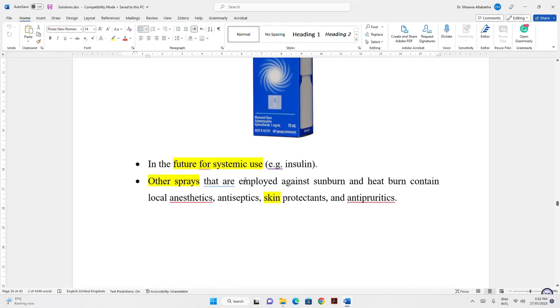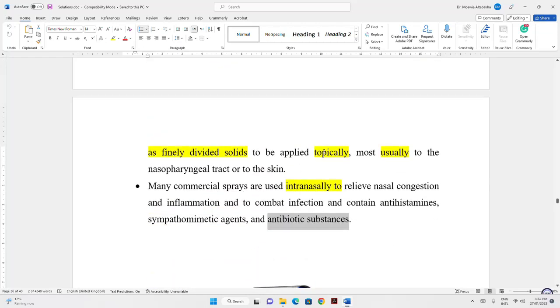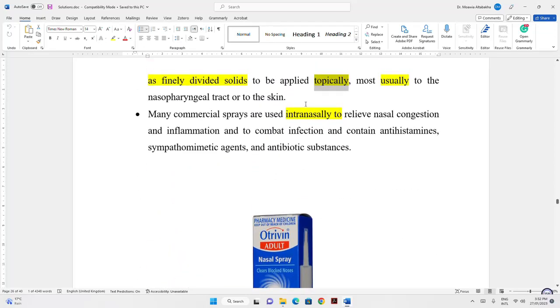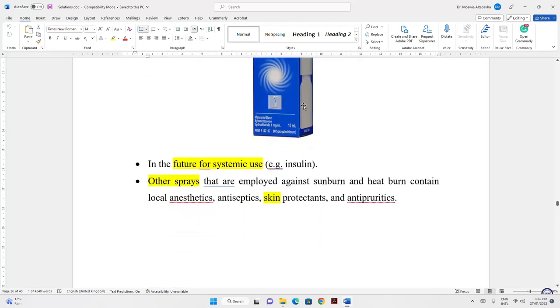Of course, there are some studies because most of the application, as we said, is going to be topical and for local effect, but some studies have been carried out to deliver drugs for systemic effect, such as the use of insulin sprays. Okay. طيب إذا intranasally is one of the main applications.